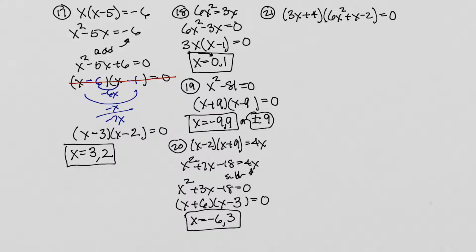For problem number 21, the last thing I'm going to do here is multiply this out. I'll end up with 18x cubed, and then I'll have to try to factor that. No way we're going to do that. So we've got it partially factored already. Why don't we continue factoring by factoring this quadratic right here. So bring down the 3x plus 4, and let's try to factor this quadratic here.